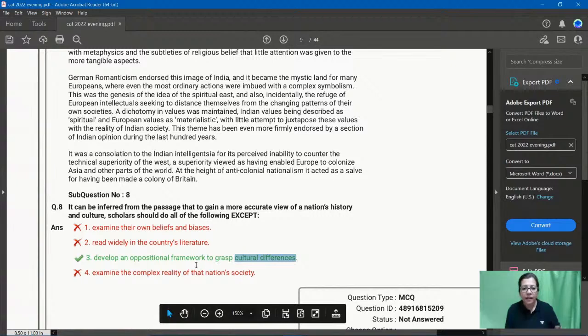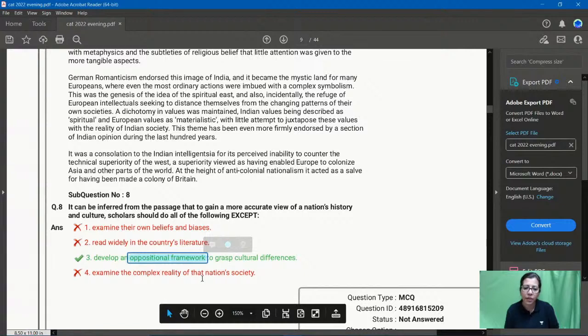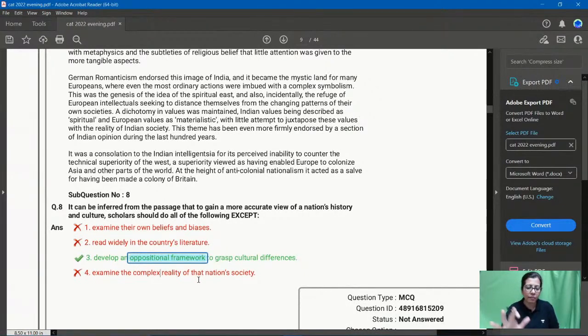Okay, to grasp. क्या करना चाहिए? Oppositional framework. This exactly is the word play over here. So oppositional framework you can go and check, and from option 4 you can check complex reality. दोनों में oppositional framework is not indicated anywhere. So definitely this is something that the author would not recommend, would not suggest. Okay, so we are done with question number 8.